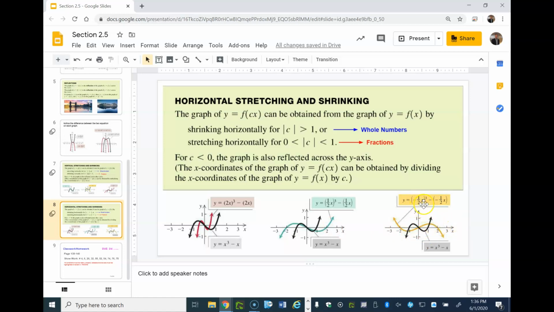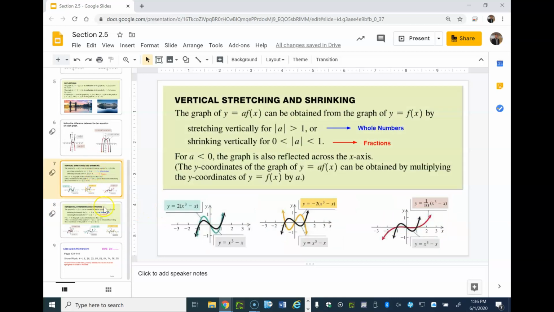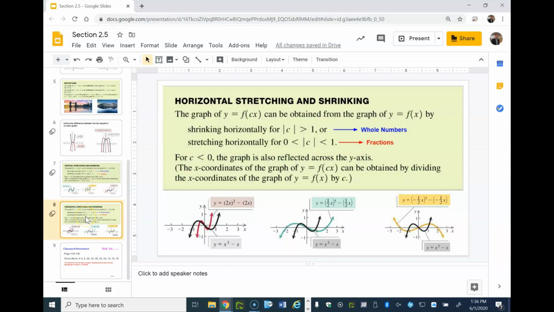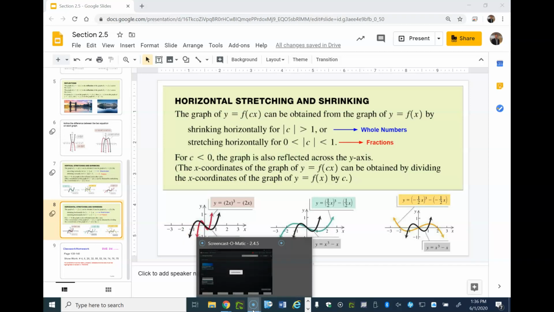And then if we have the negative in here, we're reflecting on the y-axis this time. So this is kind of a rundown of each of these, what we're going to be doing to the equation. Now, here is an example that I want to show you.